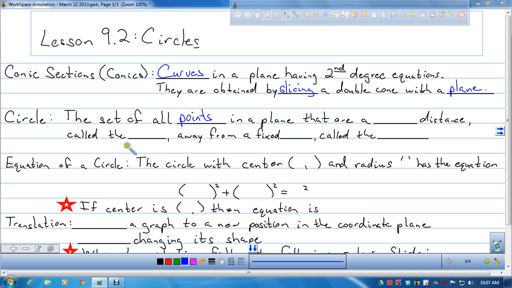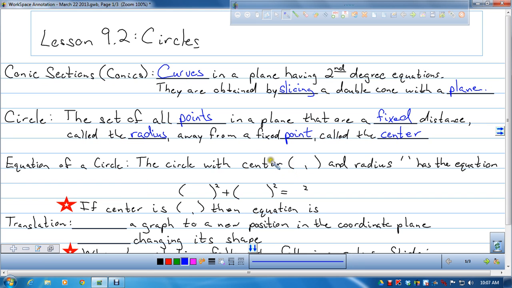A circle is a set of all points in a plane that are a fixed distance, and that fixed distance is called the radius. And that distance is away from a fixed point called the center. Okay. An equation of a circle.